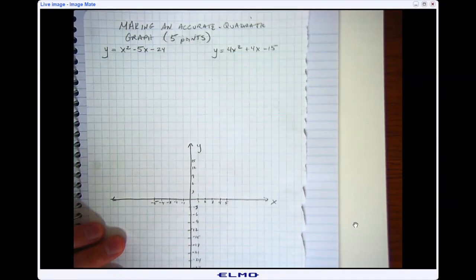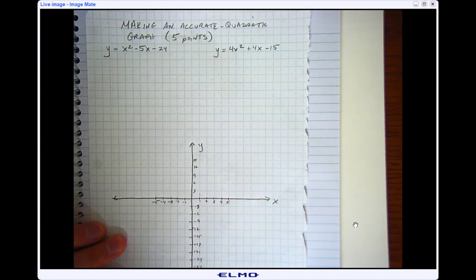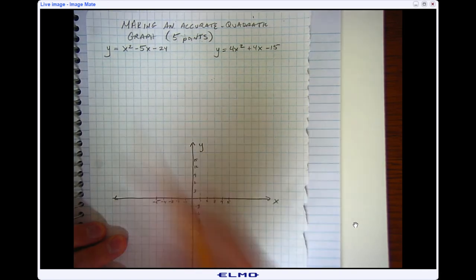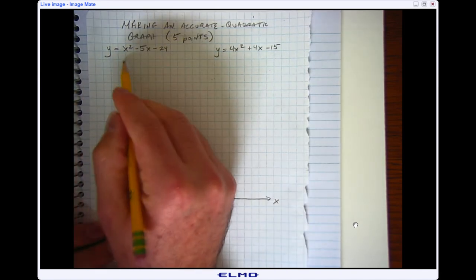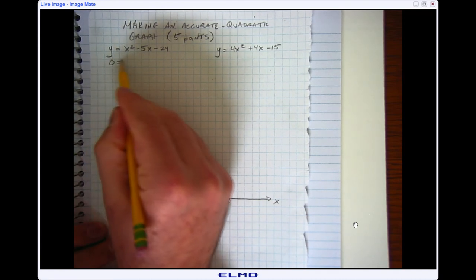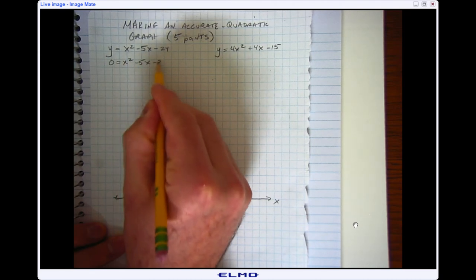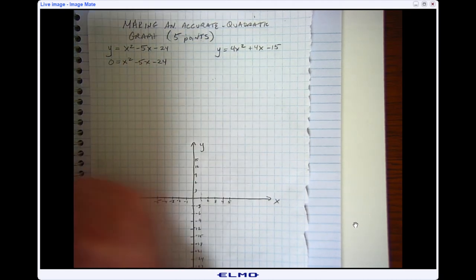This video is to show you how to make an accurate quadratic graph using 5 points. I have two examples I'm going to do today. The first one is x squared minus 5x minus 24. If I make this equation equal to 0 to do the zero product property, I can find the roots of the quadratic, which are really my x-intercepts.